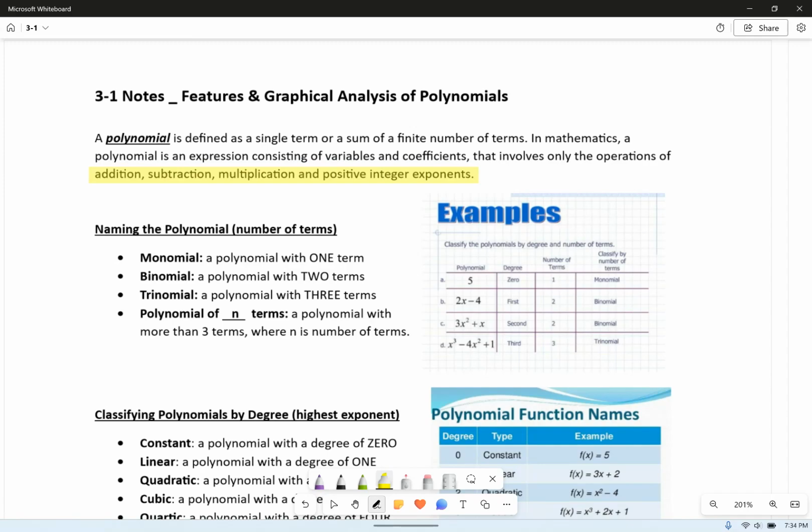What I need you to pay close attention to is that all the terms should solely be adding, subtracting, or multiplying with one another. And do not let exponents escape you, as exponents must be positive integer values and nothing else. So look to make sure that all that I've highlighted in yellow is being met in order to categorize it as being a polynomial.